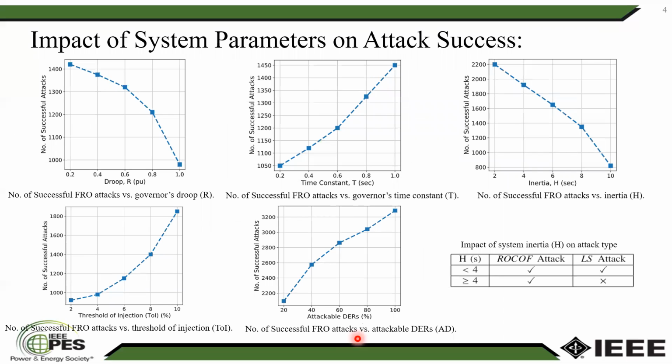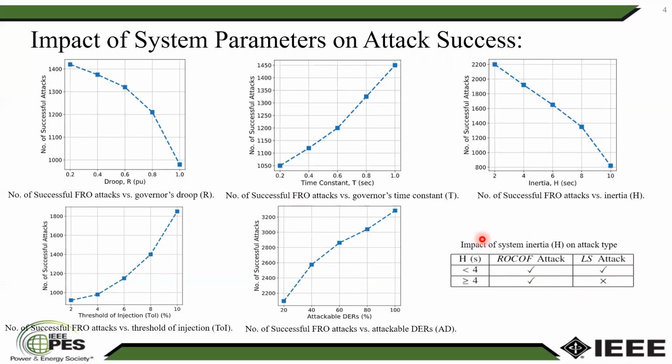And here we are showing the result of the 10,000 different simulations that we ran in some graphs. As you can see here, an increase in the droop of the governors and also an increase in the inertia of the power system can lower the number of successful attacks, but an increase in the time constant of the governors, the threshold of the injection, and also the number of attackable DERs can increase the number of successful attacks in the power system.